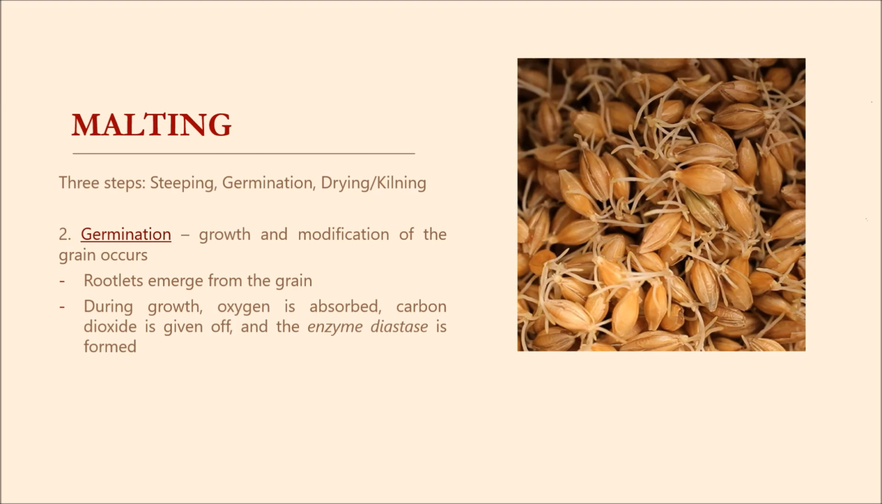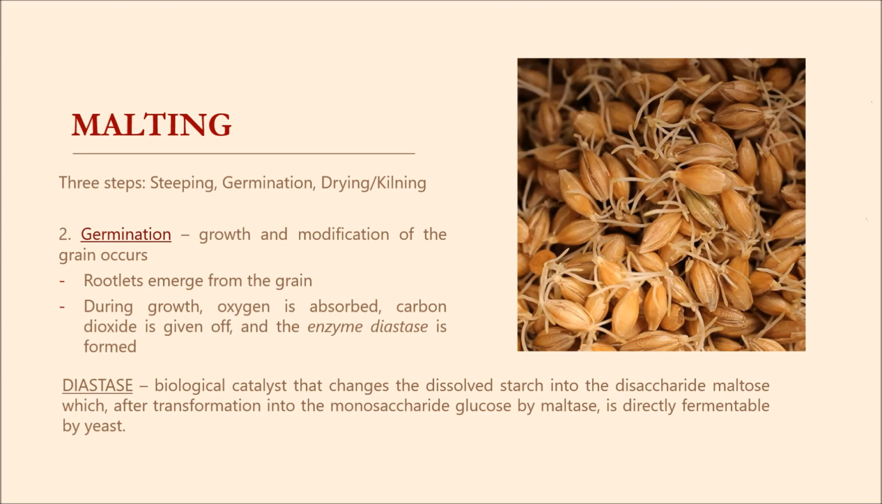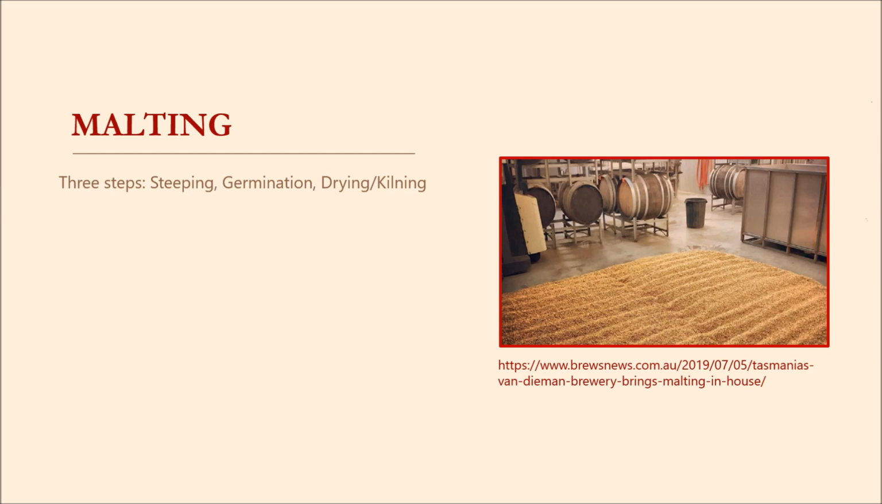During growth, oxygen is absorbed, carbon dioxide is given off, and the enzyme diastase is formed. This enzyme is the biological catalyst that changes the dissolved starch into the disaccharide maltose, which, after transformation into the monosaccharide glucose by maltase, is directly fermentable by yeast. At the proper time, when the enzymes are formed, growth is arrested by heat.